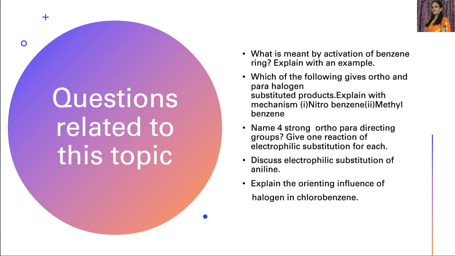Give one reaction of electrophilic substitution for each. So we have already discussed methoxy group, aniline, and methyl group, like that we can give the examples. Next, discuss electrophilic substitution of aniline. Just now we have discussed electrophilic substitution of aniline. Aniline is aminobenzene. Aminobenzene is an ortho-para directing group. Electrophilic substitution we have already discussed. Okay. Next one, explain the orienting influence of halogen in chlorobenzene. So in chlorobenzene, how the halogen atom influences the incoming electrophile, that we should write here.